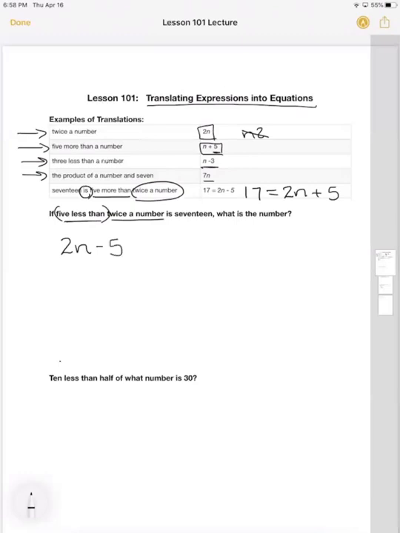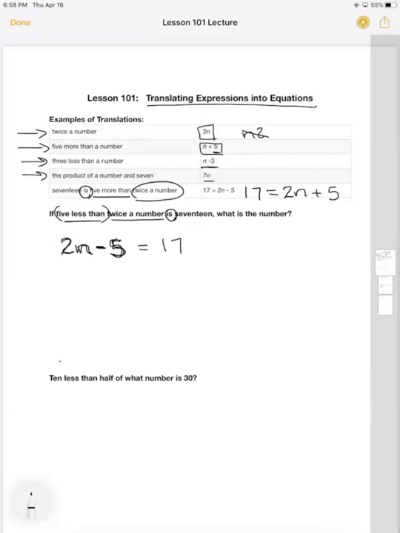Now, the next word I have is 17. So we know how to write equals 17. That is 17. So 5 less than, there it is, twice a number. So twice a number minus 5 is equal to 17.